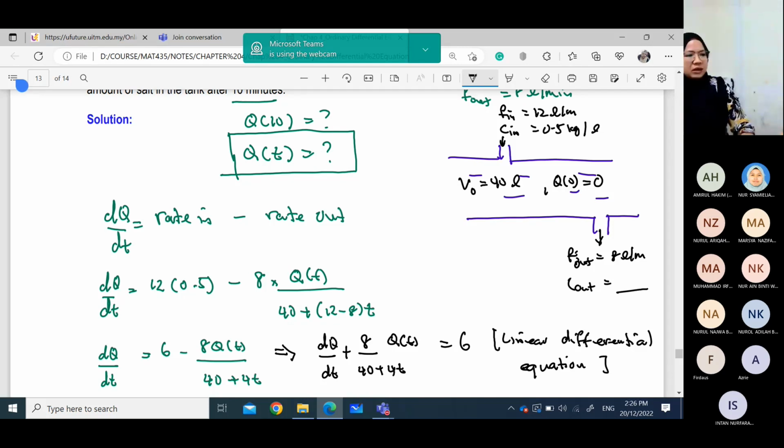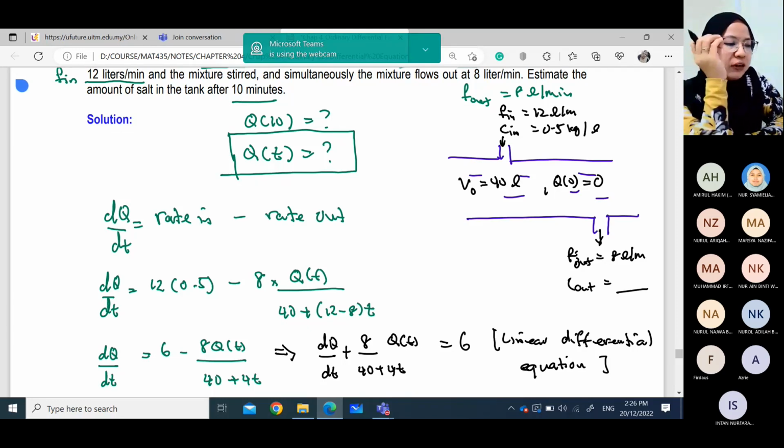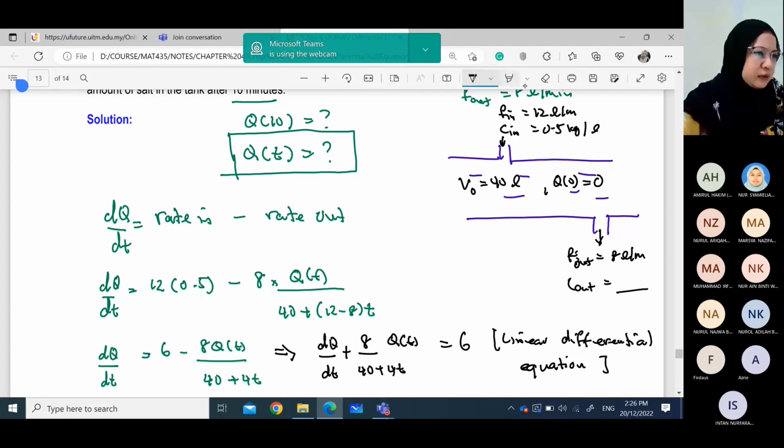Alright, so based on linear differential equation, we have two steps. The first step, we need to find the integrating factor. And the other one, we need to find the general solution. Bila nak cari integrating factor, you need to identify for P. Kan kita ada P(x) and Q(x) kan? Ingat kita? Kita kena identify that two things and then we can find the integrating factor and the general solution. Okay, untuk part yang ni ada soalan tak?